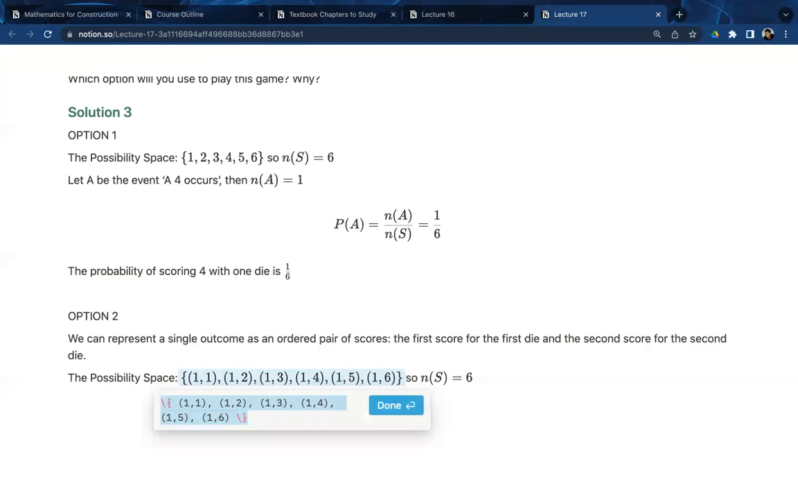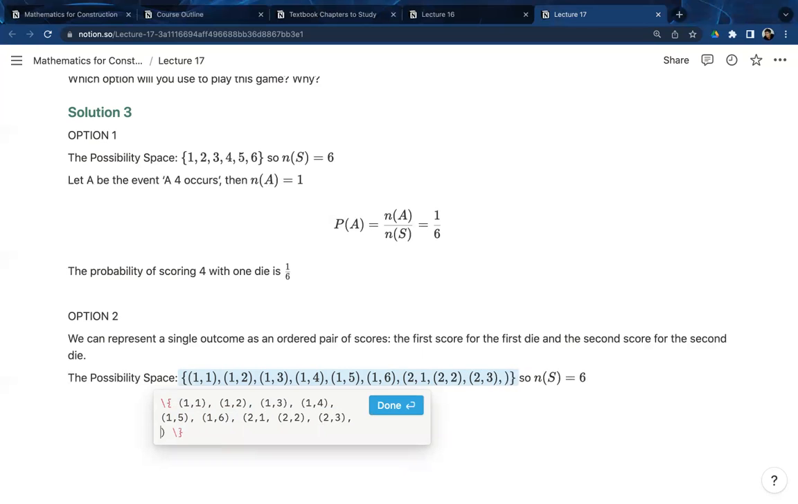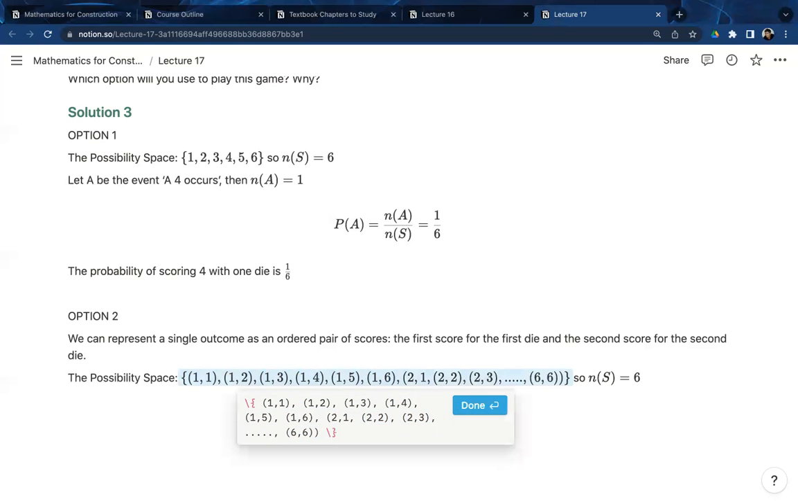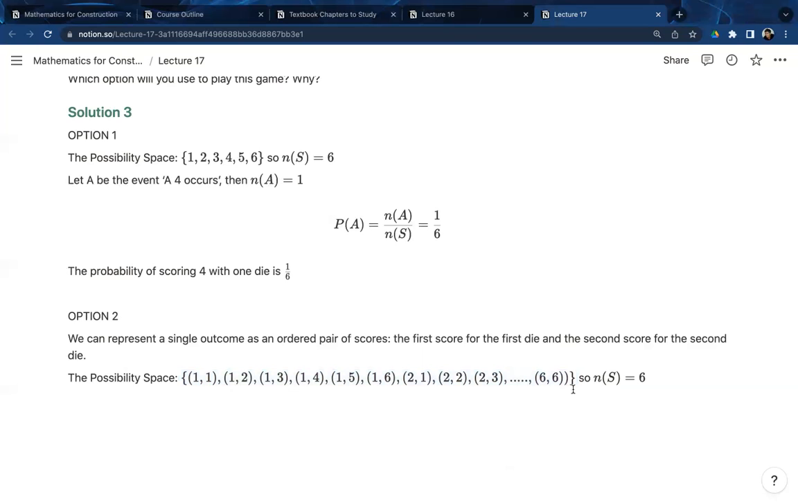What about if the first die has a score of 2? So we could have 2,1, then 2,2, then 2,3, and so on up to 6,6. How many ordered pairs are inside of here? We have 6.